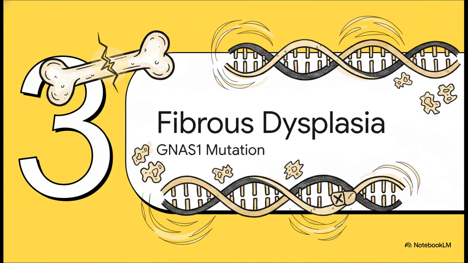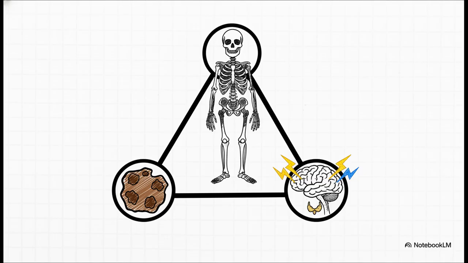Section 3. Fibrous dysplasia and MAS. In these conditions, the whole issue starts with a post-zygotic activating mutation in the GNAS1 gene. This mutation causes mesenchymal cells to basically fail to differentiate into mature osteoblasts. Instead, you just get fibrous tissue and imperfect woven bone replacing normal bone.